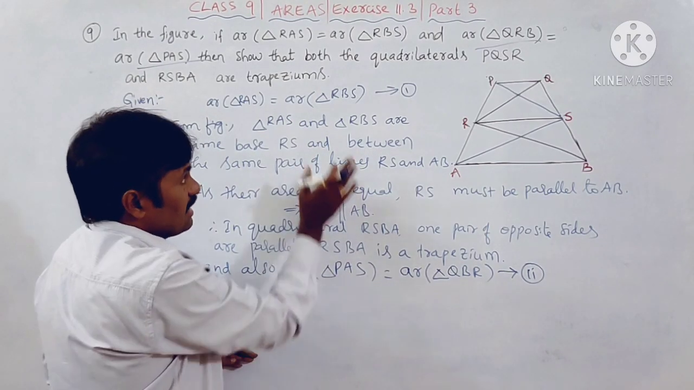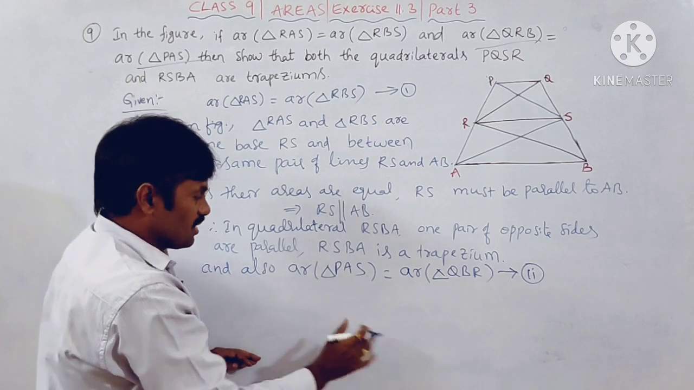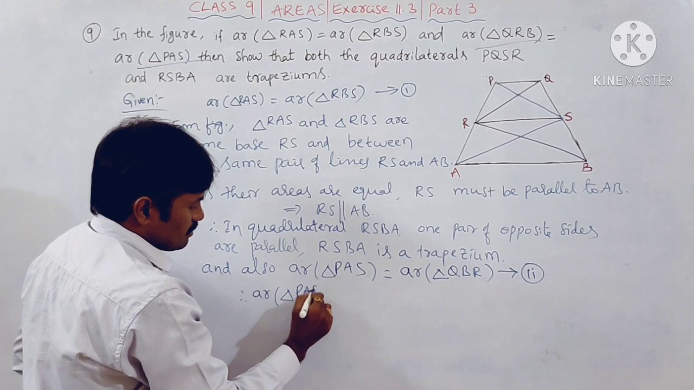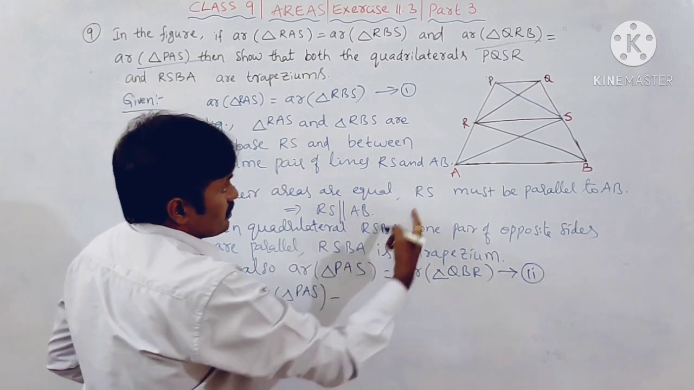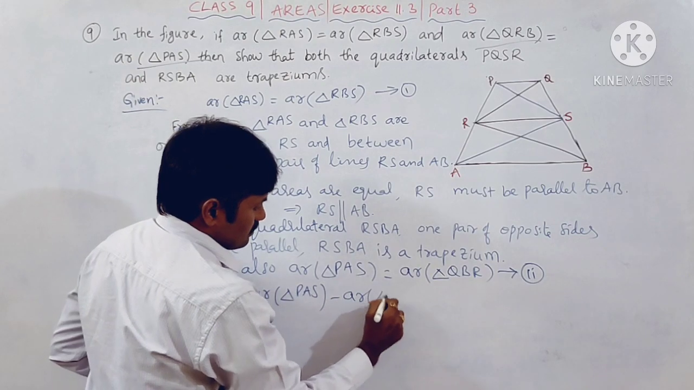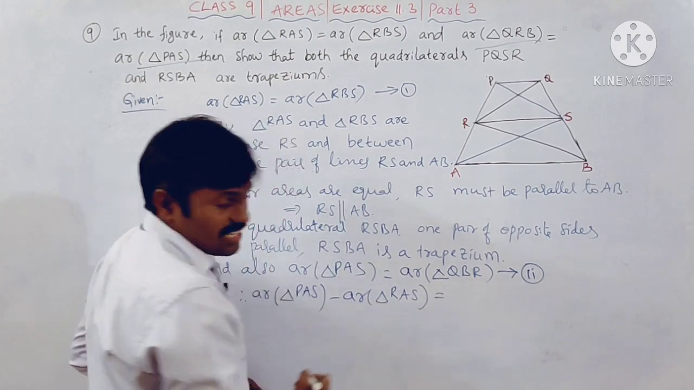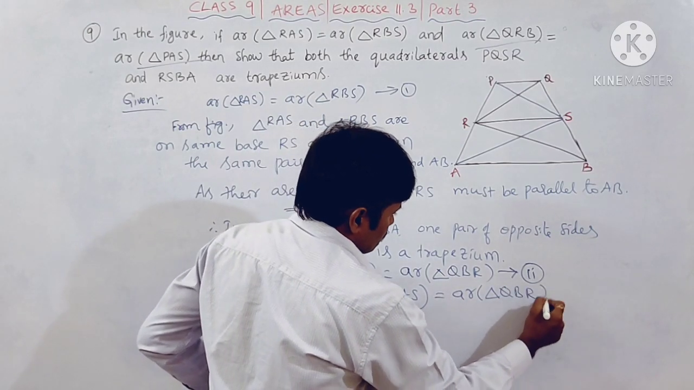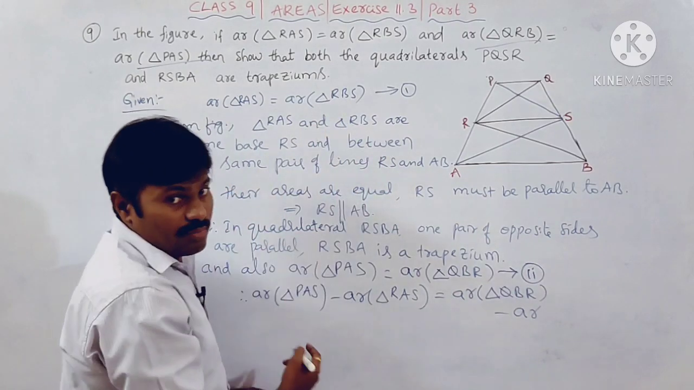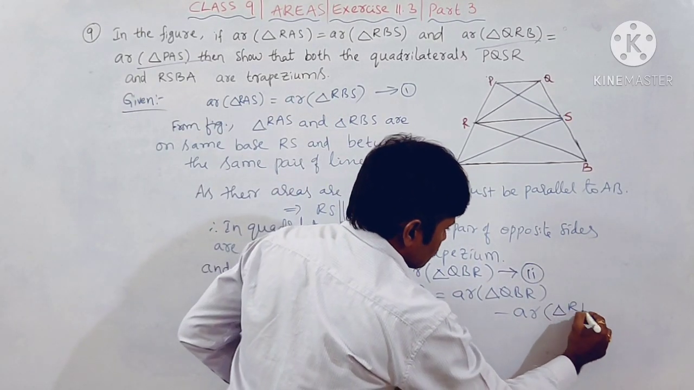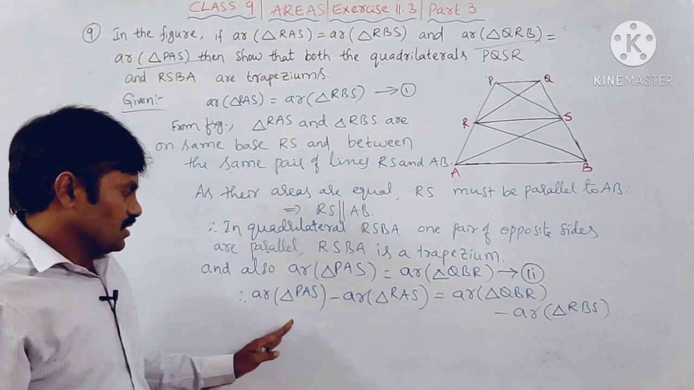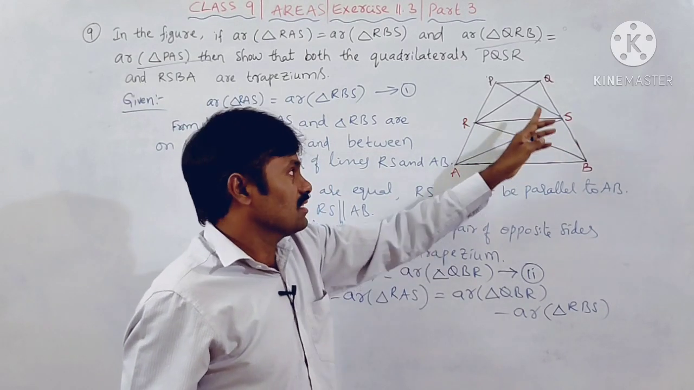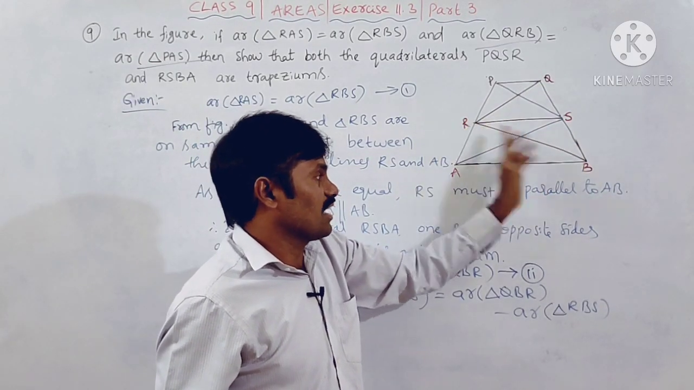So we are subtracting equals from unequals. Then the results also will be equal. So therefore area of triangle PAS minus area of triangle RAS is equal to area of triangle QBR minus area of triangle RBS. Area of triangle PAS minus area of triangle RAS. Area of triangle QRB minus area of triangle RBS.